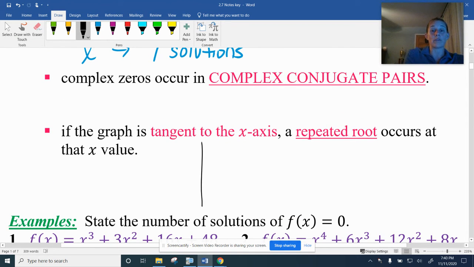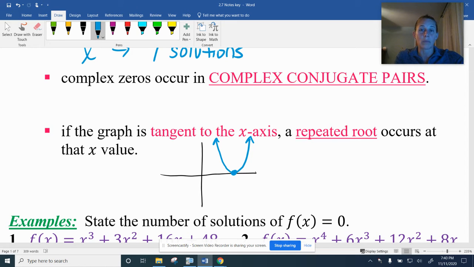If the graph is tangent to the x-axis, this is where a repeated root occurs. So, for example, if you think back to learning about tangents in geometry, something that is tangent touches and then comes back, right? So you think of a line being tangent to a circle or something like that. In this case, this graph of the parabola is tangent to my x-axis because it's just coming down and touching it in that one spot.